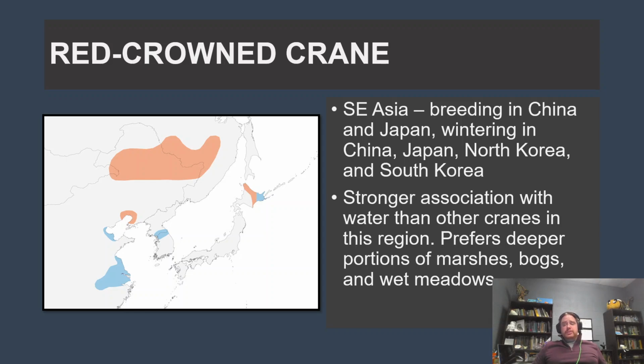For cranes in this region, they're particularly strongly associated with wetlands, and particularly they prefer the deeper portions of marshes, bogs, and wet meadows. So they really like to get into the wetland, and this means that there's less habitat available for them than some of these other birds.